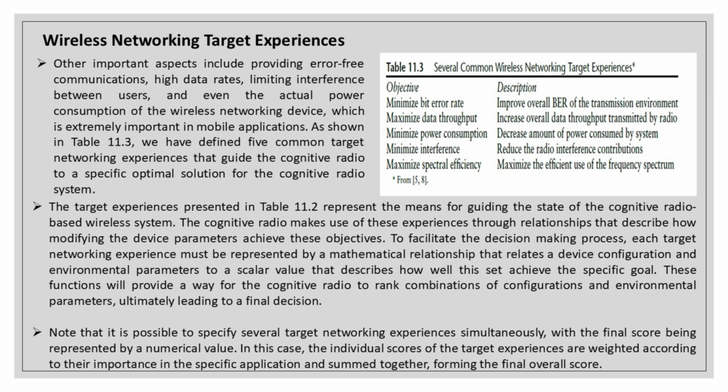To facilitate the decision-making process, each target networking experience must be represented by a mathematical relationship that relates a device configuration and environmental parameters to a scalar value that describes how well this set achieves the specific goal. These functions will provide a way for the cognitive radio to rank combinations of configurations and environmental parameters, ultimately leading to a final decision.